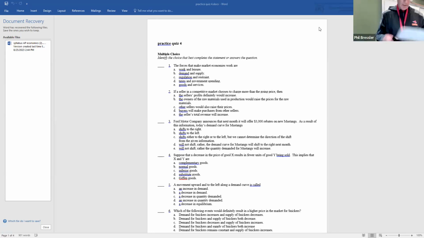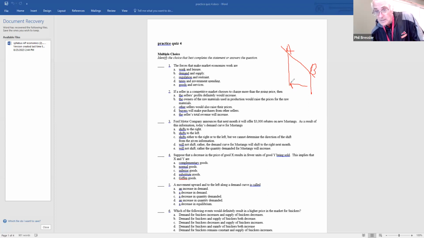Okay. An upward movement along the demand curve. Okay, so what would that look like? Let's just quickly draw a demand curve and go from B to A. Okay, I know when I slide along the curve like this, it's going to be a change in quantity demanded. Okay, so it's going to be a decrease in quantity demanded. All right, and the answer there is C as in Caroline.